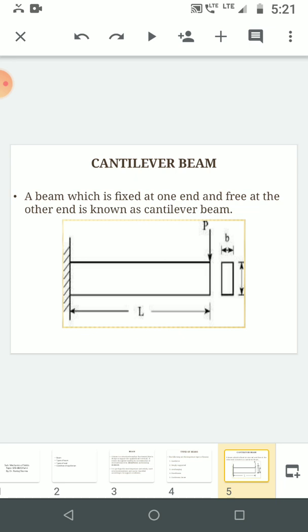At the left hand side, there will be a vertical reaction as well as a horizontal reaction, depending on the direction of load, and there will be a moment reaction also at the fixed end.